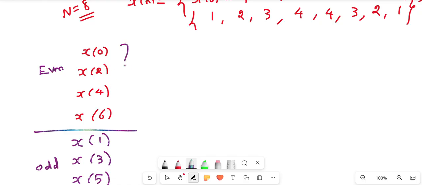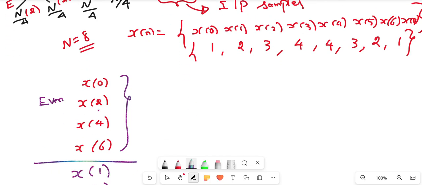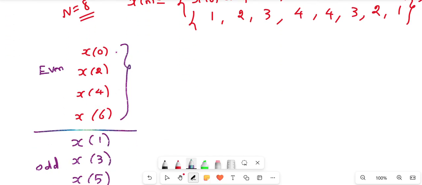Again this even is divided into 2N by 2, so this is N by 2. The 8-point is divided into 4-point, even and odd. Again this even is divided into N by 4, so 8 by 4, 2-point. Now imagine this is the 0th position, the first position, the second position, the third position. So again you divide into even and odd.